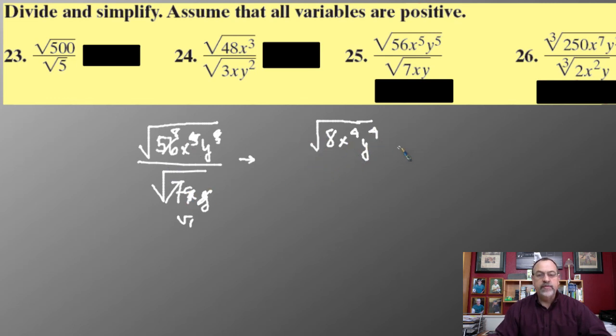Now I want to simplify this square root. The square root of 8 is 2 square root of 2, and then because the index is 2, 2 goes into x to the 4th twice, so I have x squared, and 2 goes into y to the 4th twice, so I have y squared. So I have 2x squared y squared square root of 2 as my final answer.